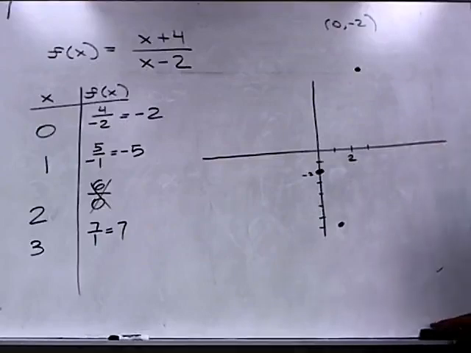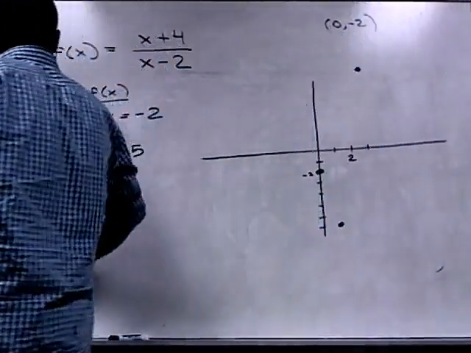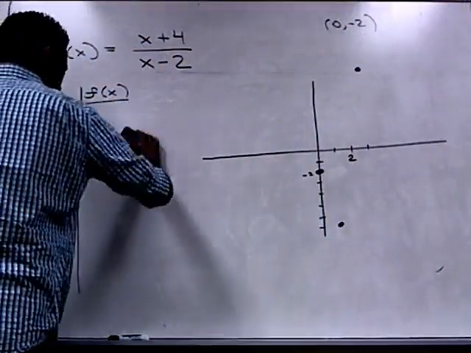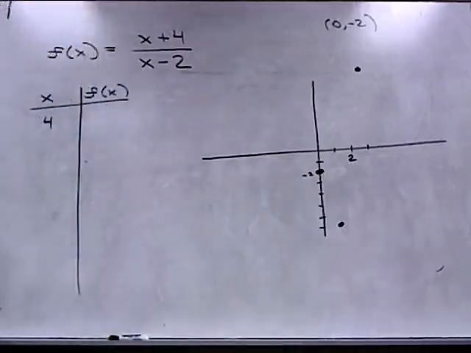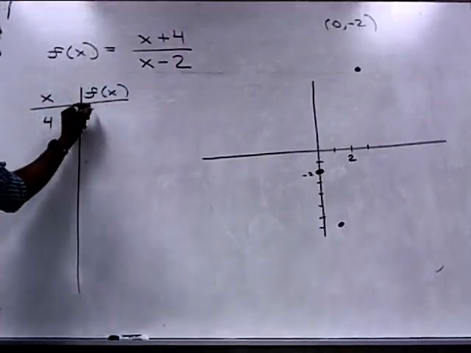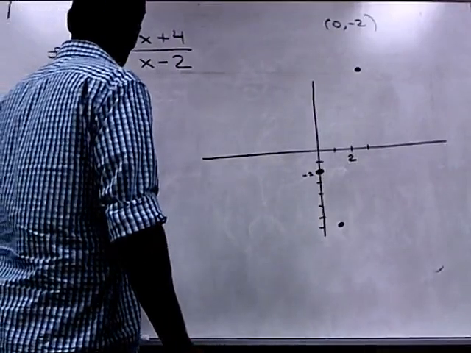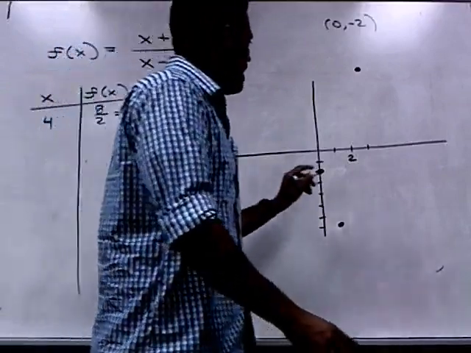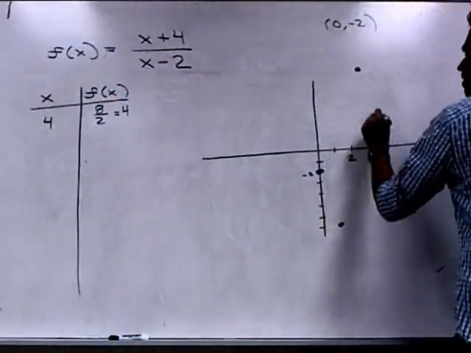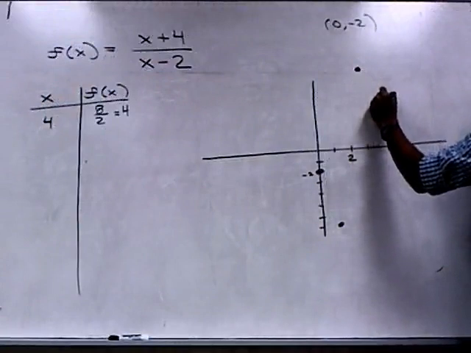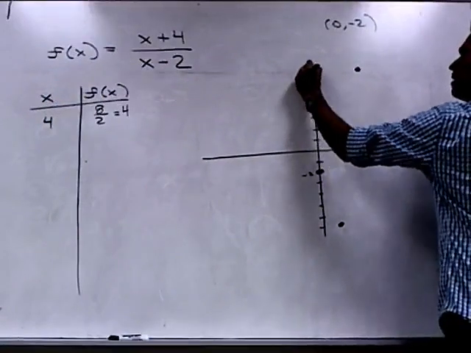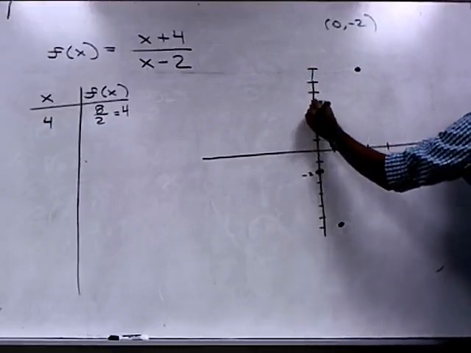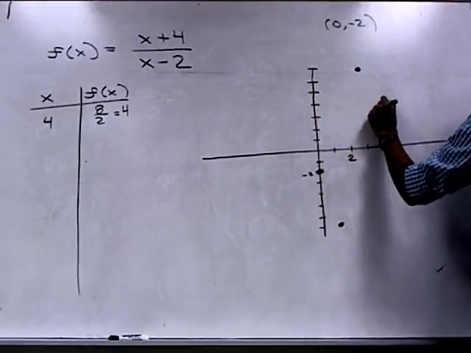What else? Should I try something else? How about 4? We'll just keep going. What happens when I plug in 4? On top 8, on the bottom 2. 8 over 2 is 4. So now at 4, instead of being up here at 7, I'm down here at 4 now, right? 1, 2, 3, 4, 5, 6, 7. 1, 2, 3, 4. So I'm here.